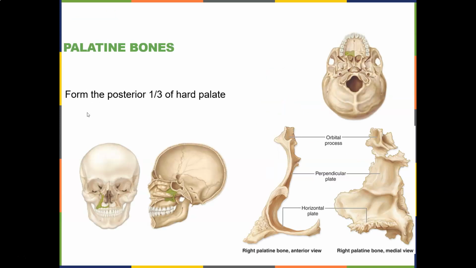Now the palatine bones, they form the posterior third of your hard palate. So like if you get a brain freeze, you go to 7-Eleven and get a little Slurpee, you get a brain freeze. If you actually put your tongue on the roof of your mouth, it'll help with that. So try that next time.